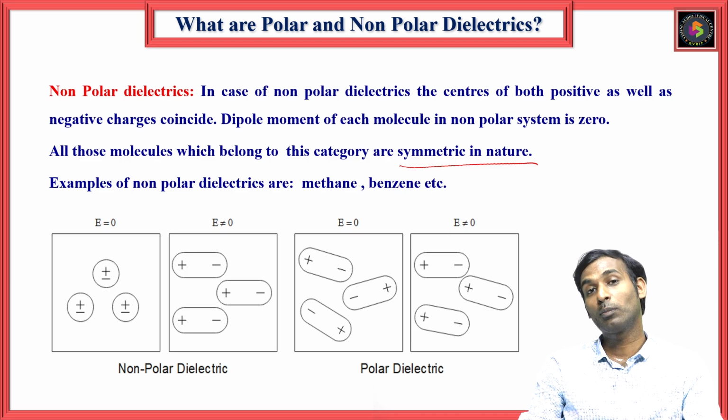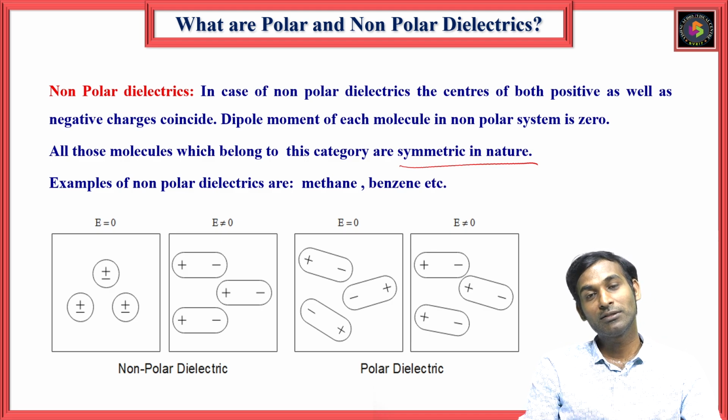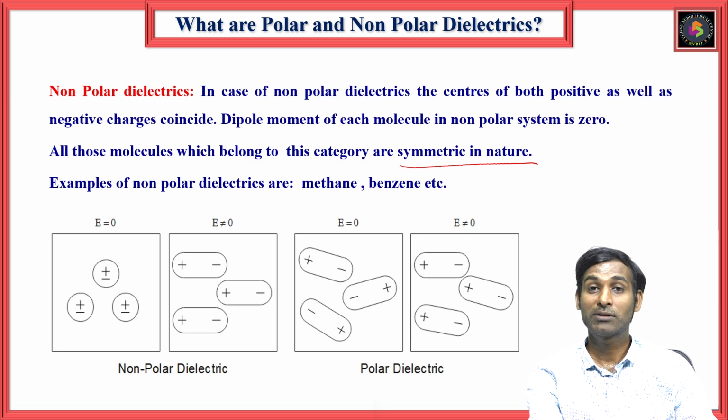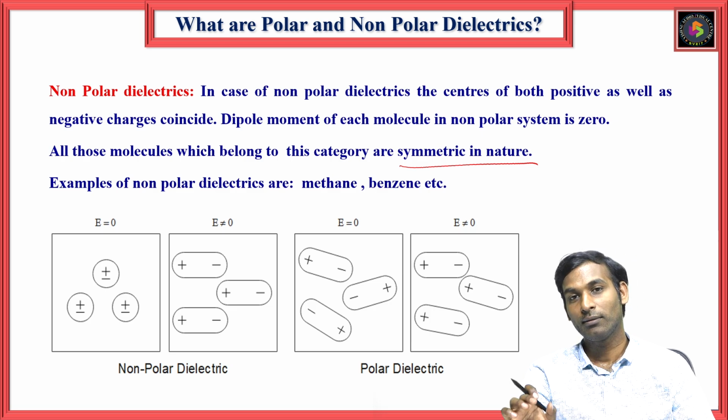If we keep non-polar content in the oven, the material does not get heated because the material does not have a dipole. The dipole moment is completely zero. In polar dielectrics, the positive and negative charges do not coincide. It is an asymmetrical charge distribution. Polar content examples are water, alcohols, quartz, etc. Non-polar content examples are CO2, CH4, methane and benzene.